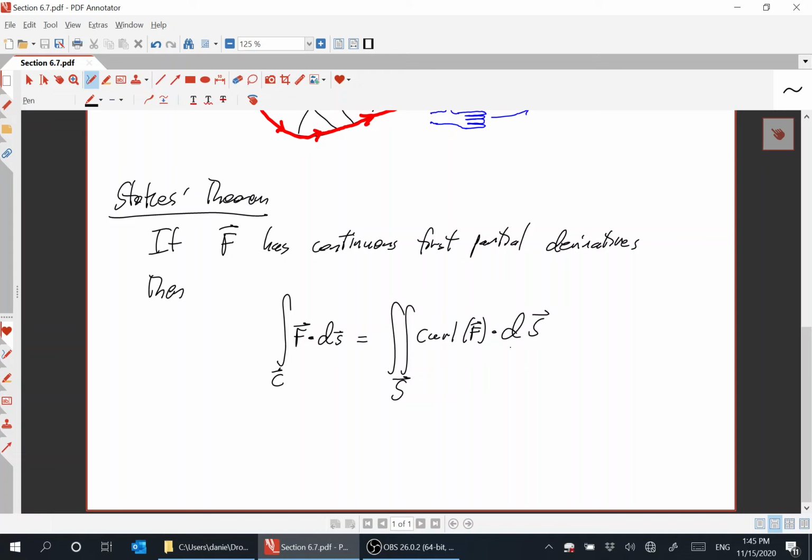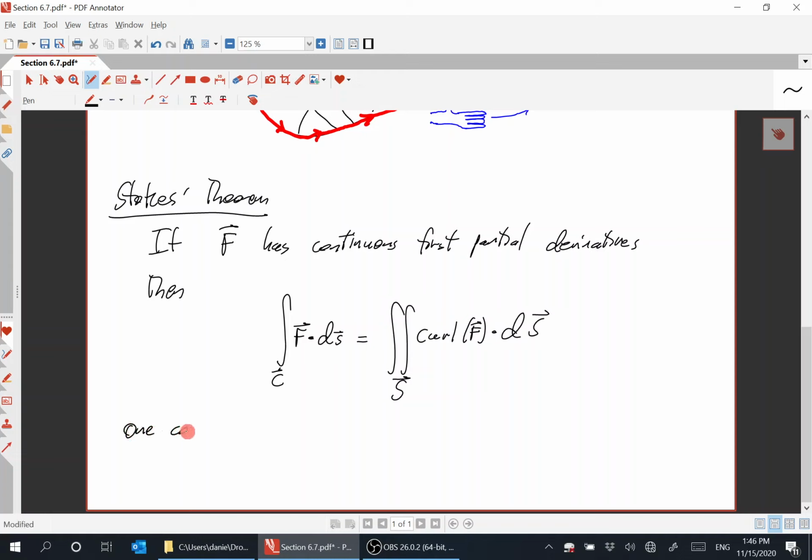So this theorem, Stokes' theorem, and in the next section, section 6.8, on the divergence theorem, are both about vector type integrals. The scalar type integrals for curves and for surfaces don't have any theorems that simplify them. They just are what they are. Okay?